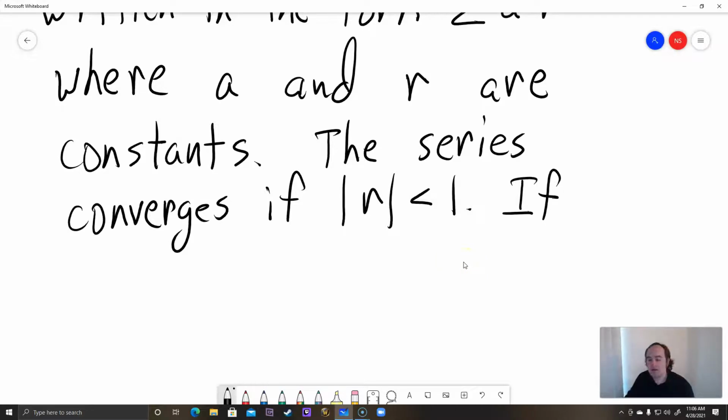If R is greater than or equal to 1, then that might mean that the series diverges. But I don't need to write that. The important part is we know the series converges if the absolute value of R is less than 1.